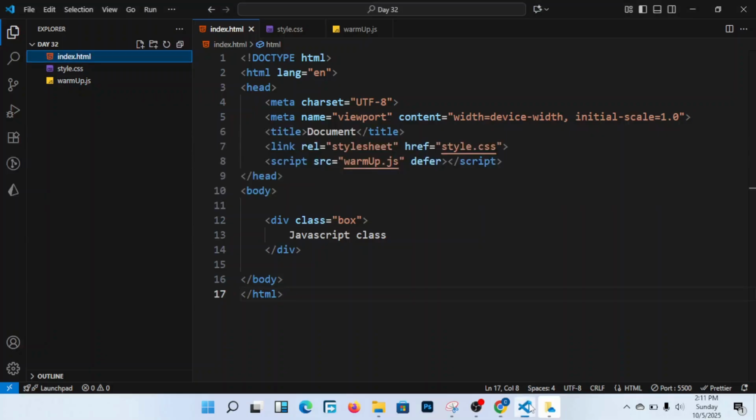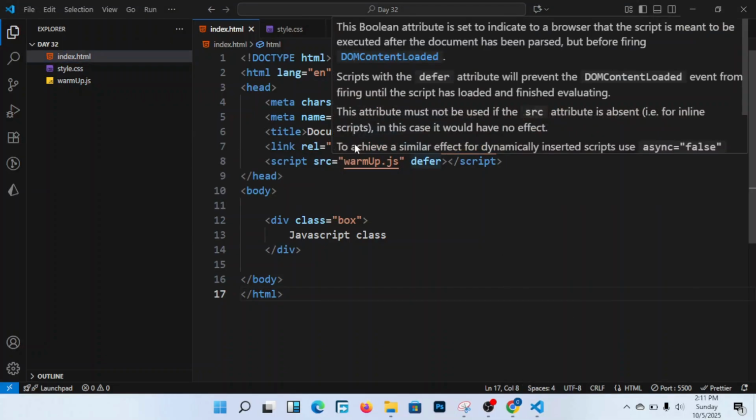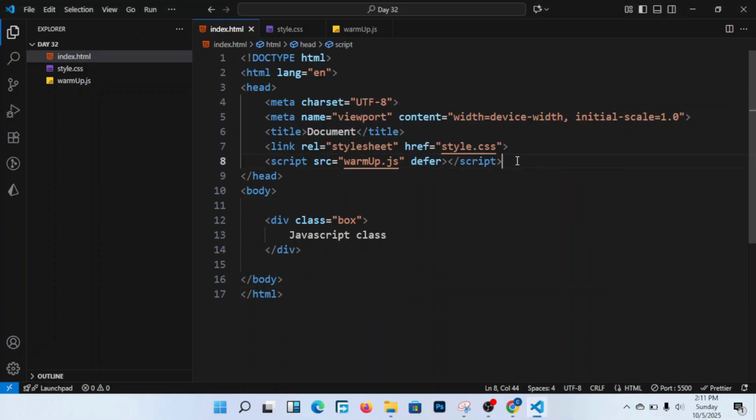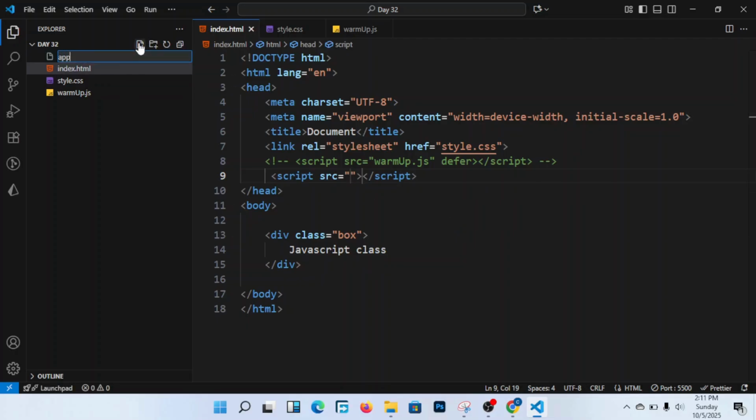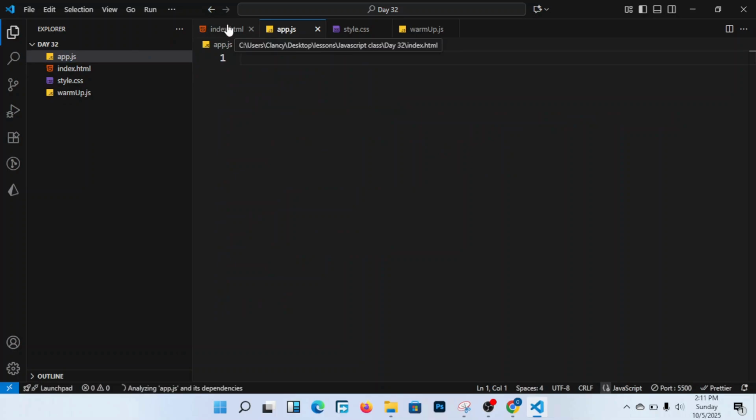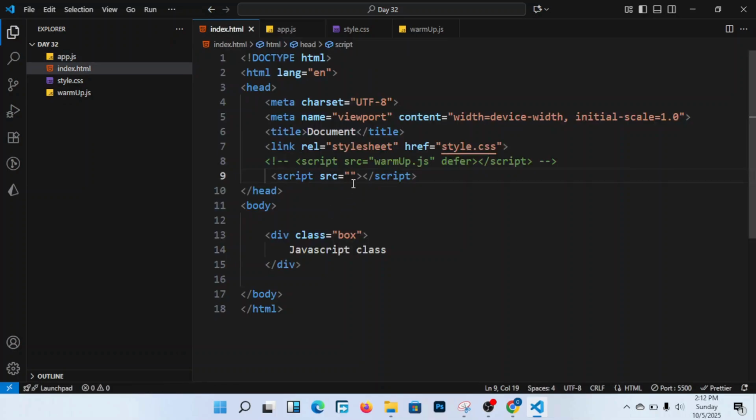This warm up was just for us to warm up, so I can come here and comment this one out. Then we come here and put another file, called the script source, App.js. Now I'm going to open up my new file here. App.js is just the name I'm calling this one, but you can name it anything you want. Then I come here at the end and I put defer.